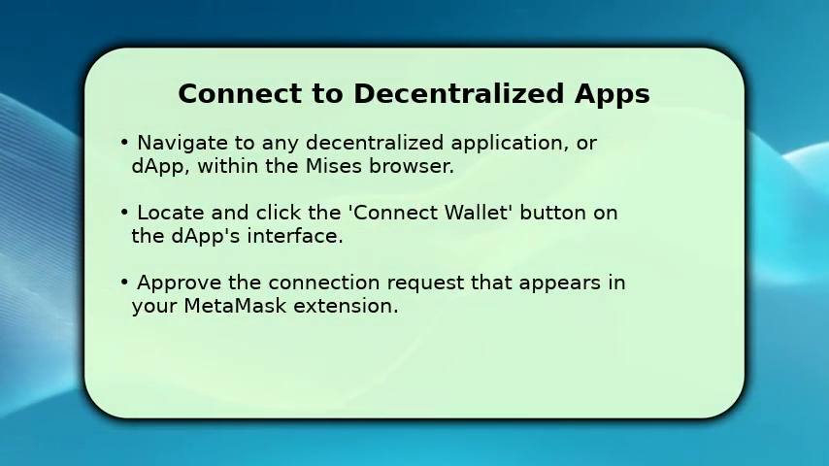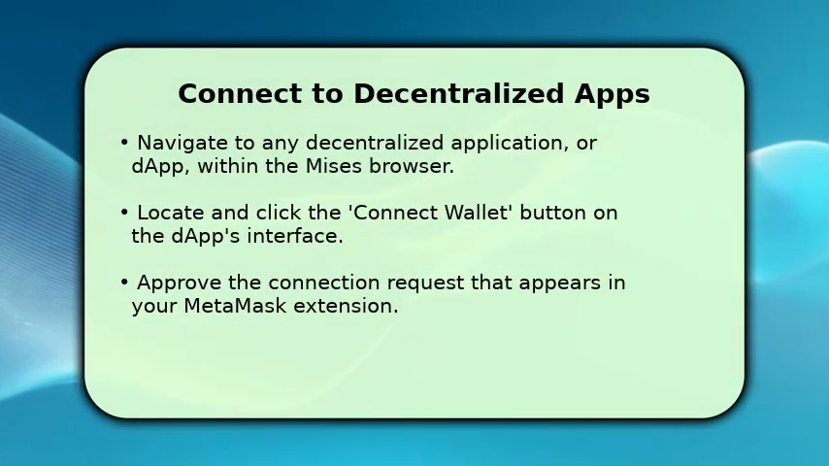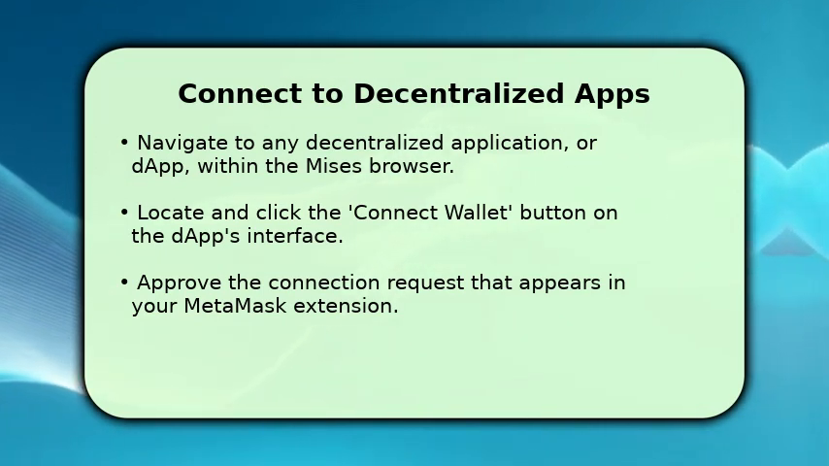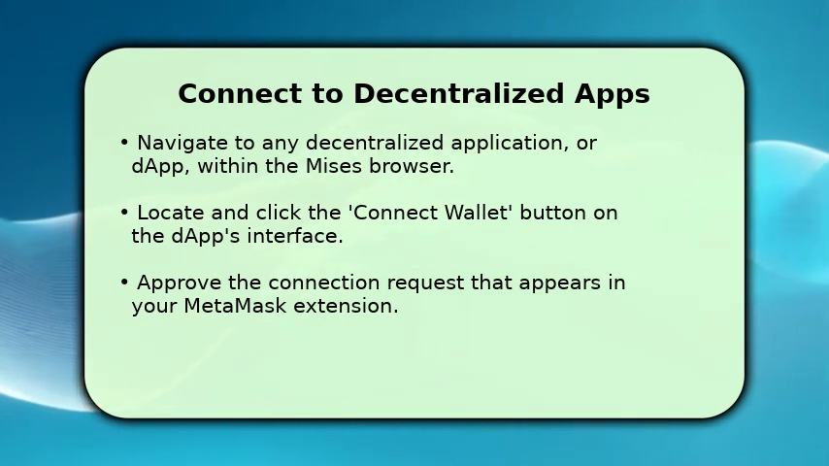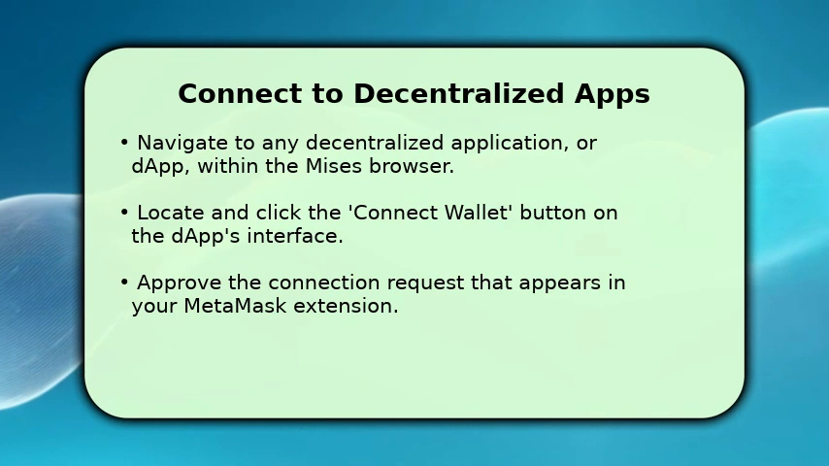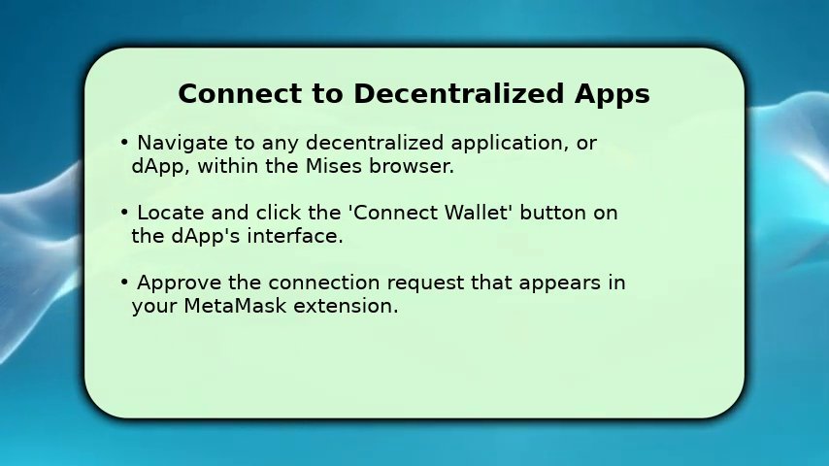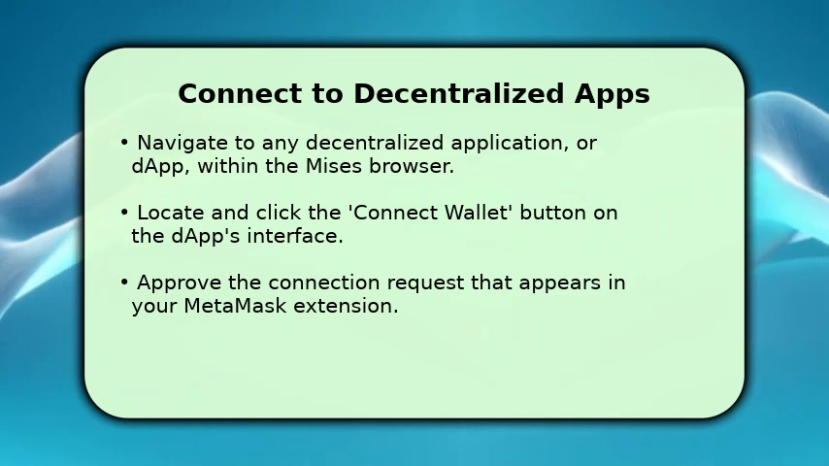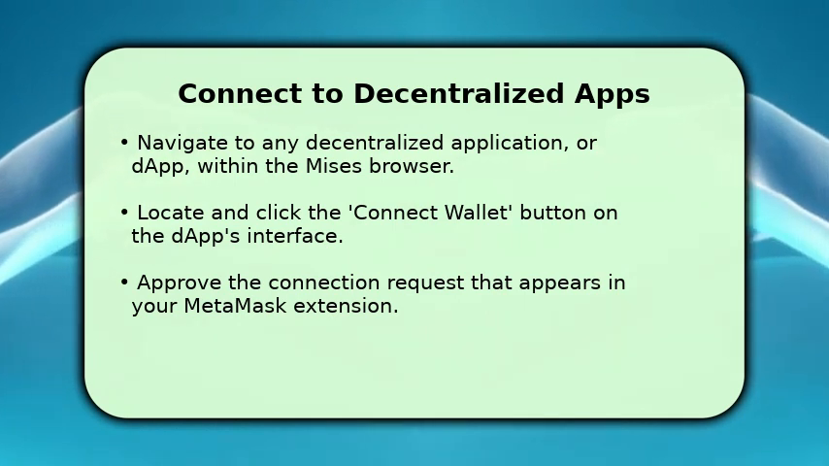With MetaMask set up, you can now explore decentralized applications. Simply type the D-app's address into the Macy's browser. Once on the site, look for a Connect Wallet button, often found in the top right corner. Clicking this will prompt MetaMask to ask for your permission to connect. Review the details carefully, then approve the connection. You are now ready to interact with Web3.